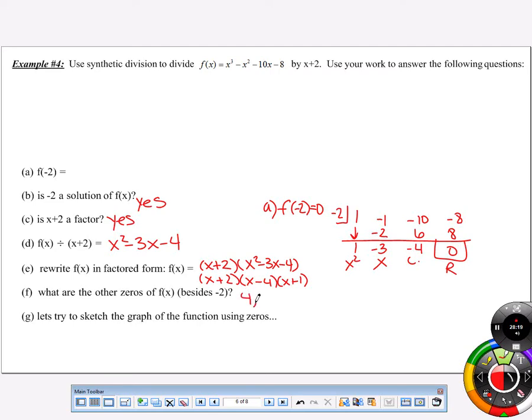Good. 4 and -1. All right, let's try to sketch the function using the zeros. Okay? How many distinct zeros do I have? 3. So one of them's at 4, one of them's at -1, and one of them's at -2. What degree is the function f of x? 3, which means it's a cubic.